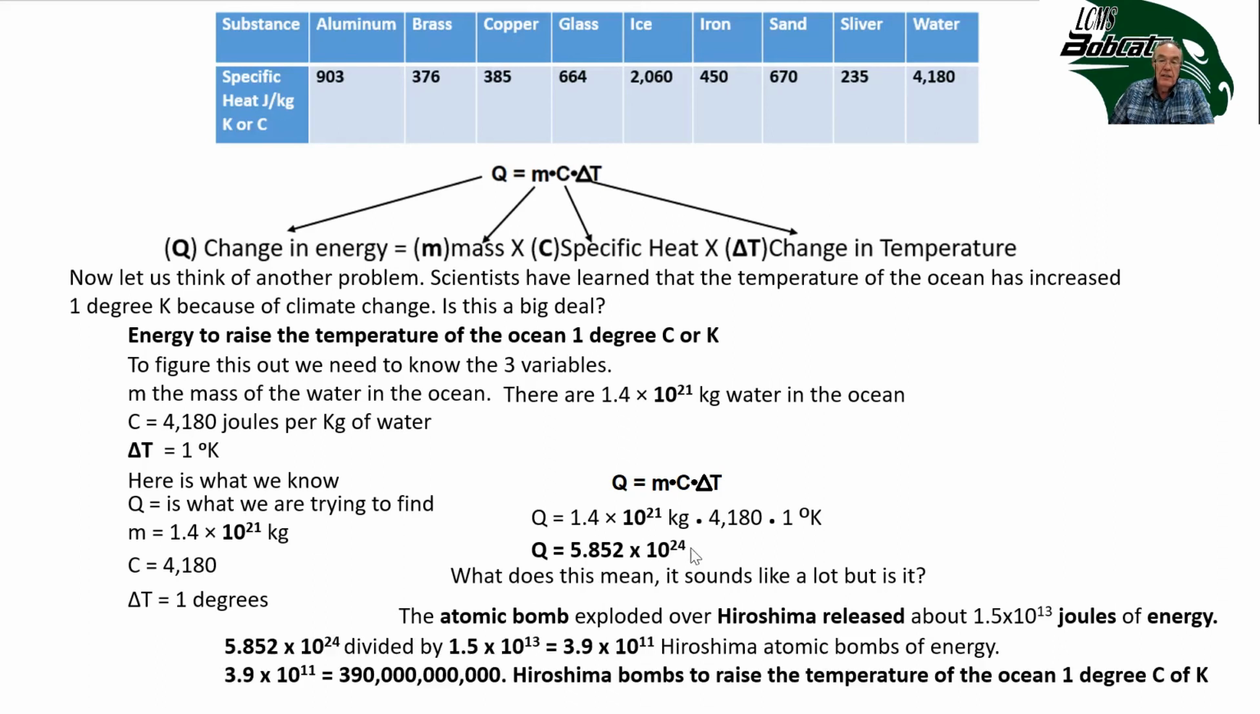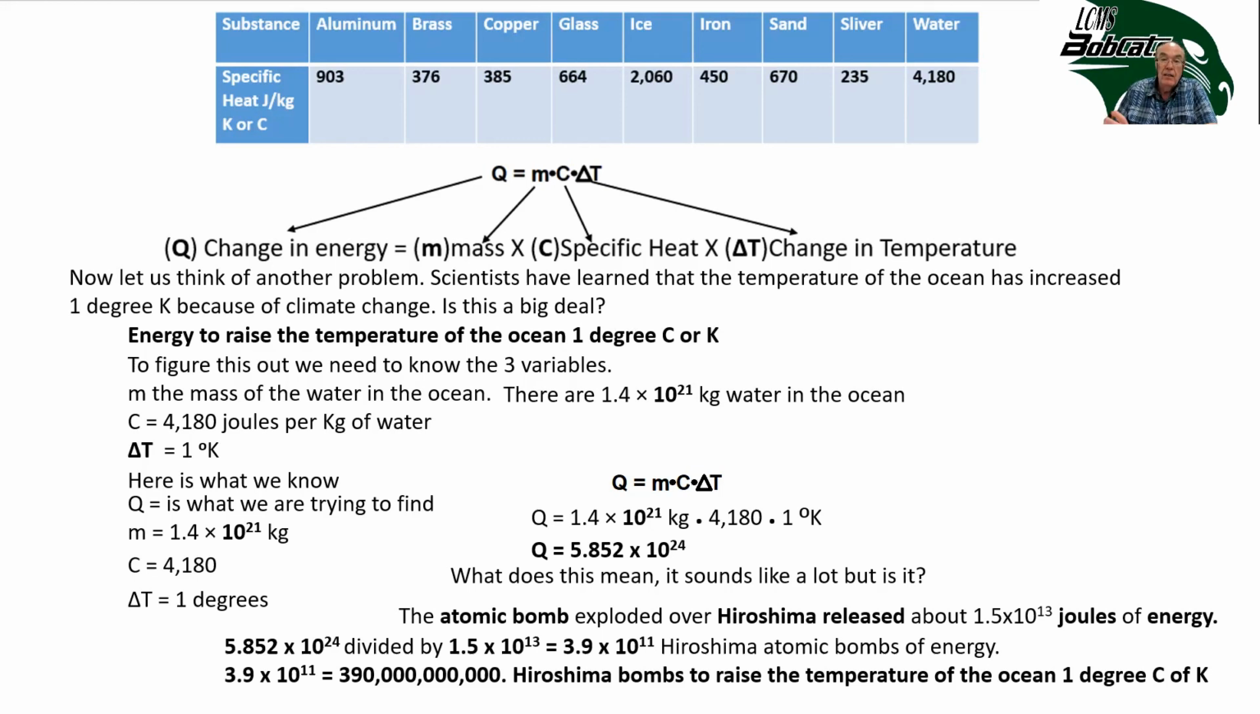So if we take the amount of energy it needed to raise the ocean by 1 degree, 5.852 times 10 to the 24th, divided by the thermal energy in the atomic bomb, it would take 3.9 times 10 to the 11th Hiroshima bombs of energy to raise the temperature of the ocean 1 degree. 3.9 times 10 to the 11th is 390 billion Hiroshima atomic bombs to raise the temperature of the ocean 1 degree Kelvin. So is it a big deal that the temperature of the ocean is raised by 1 degree?